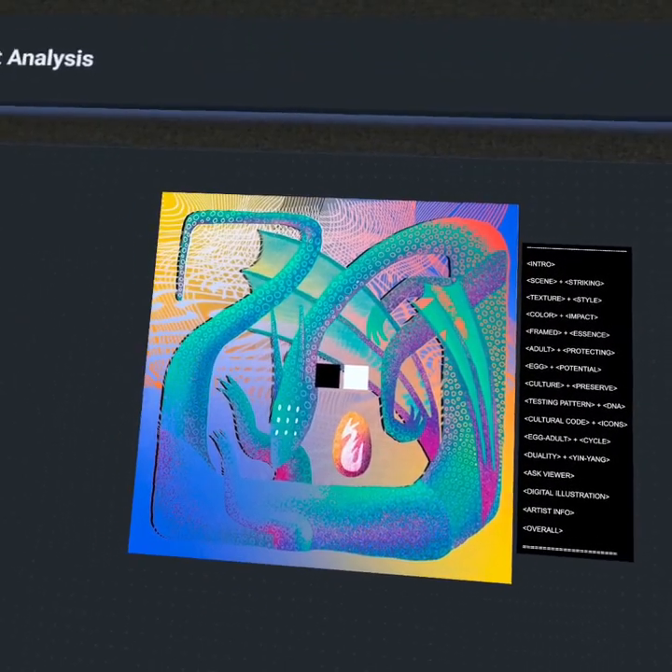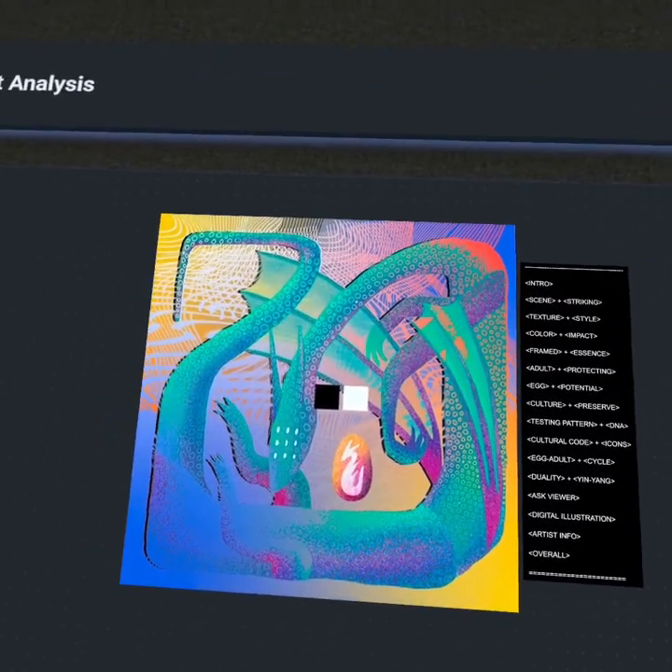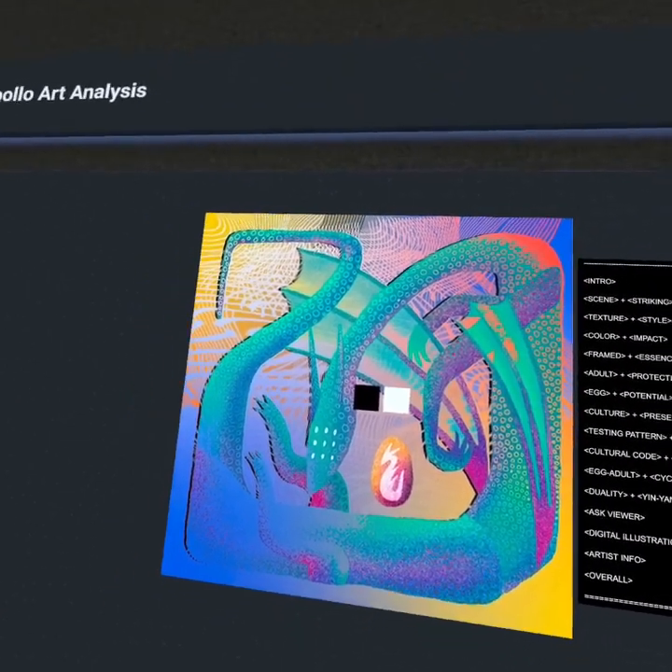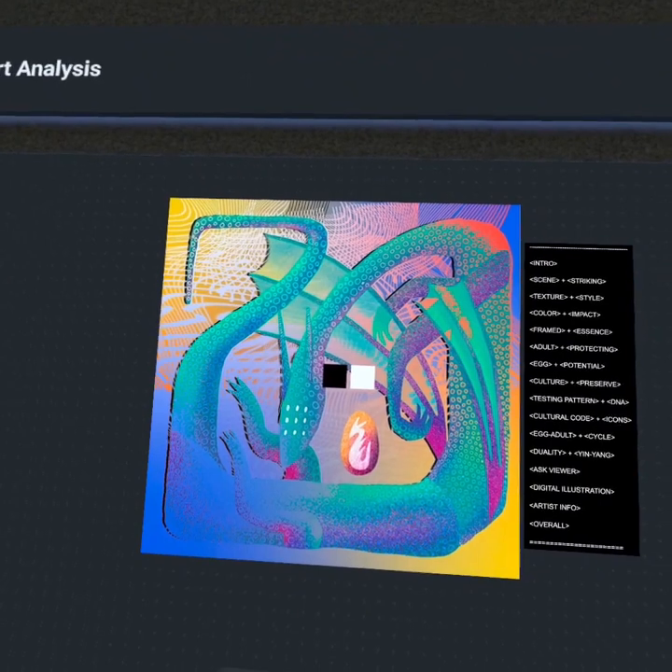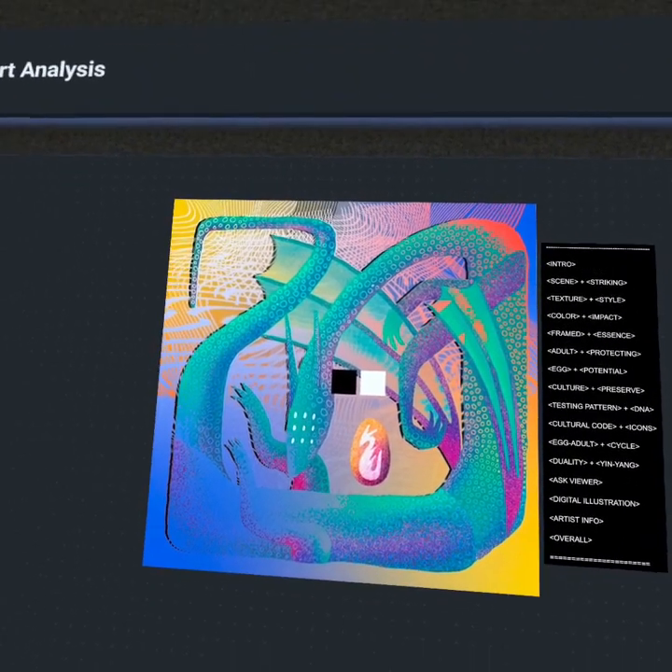This episode will be studying a piece by the established multidisciplinary artist known as Agastya Chaturvedi. This episode we're going to be talking about stylistic texture, we're going to talk about testing patterns, and we're also going to talk about the duality of the yin and yang. So let's jump right into it.